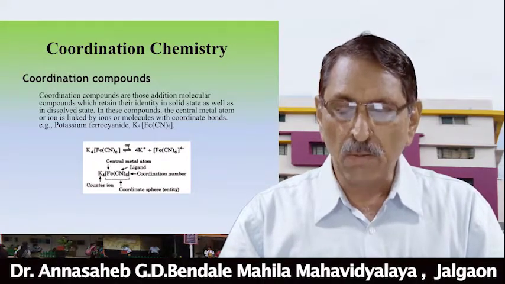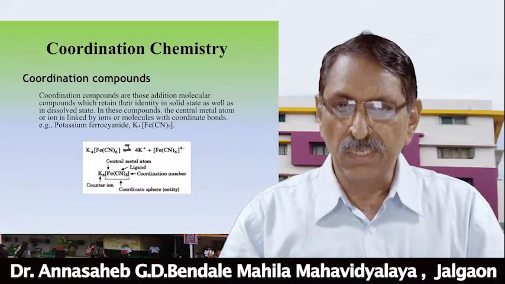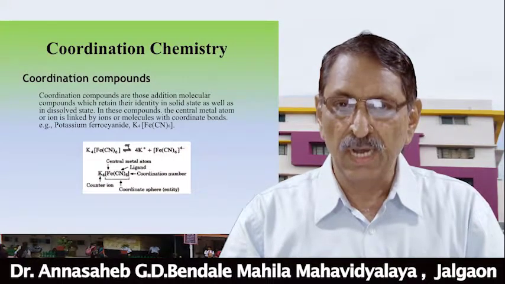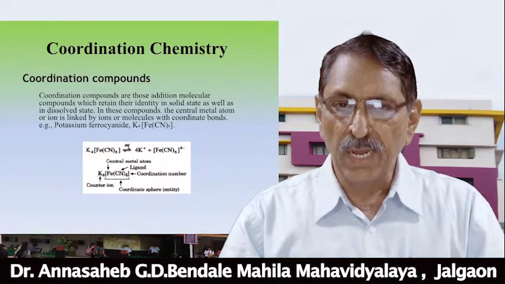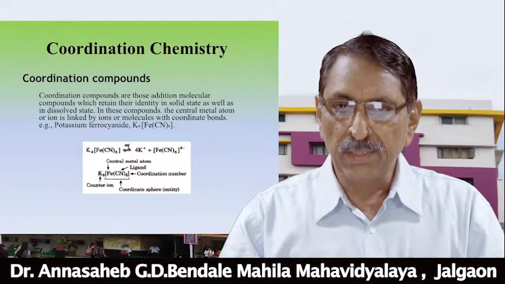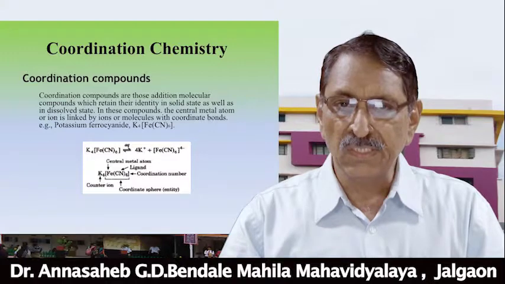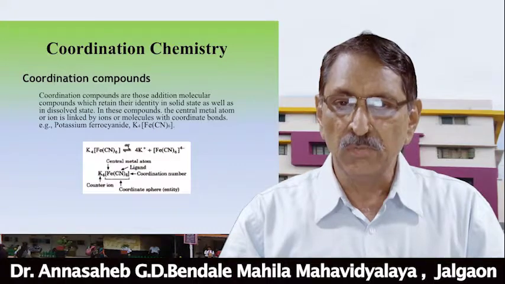In this complex compound, the central metal atom or ion is Fe, while the cyanides are the ligands, and the number of cyanide ligands shows the coordination number of the central metal ion Fe. The potassium ion is the counter ion, and the species in the square bracket is called the coordination sphere or the inner coordination sphere.